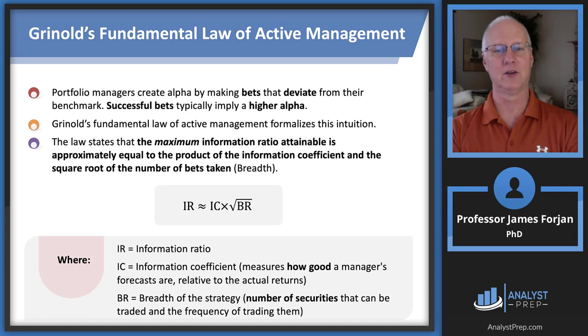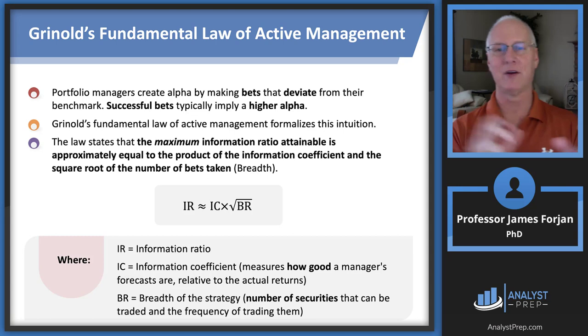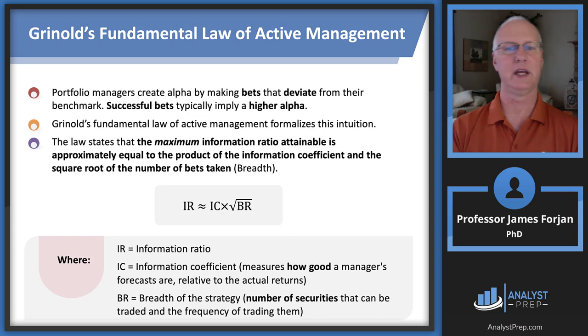All right, so what are we basing this on? Notice that first circle point. I'll read that to you. Portfolio managers create alpha by making bets that deviate from their benchmark. So we've got this benchmark. Let's say it's the S&P 500 index. So I'm going to make a bet that deviates from either the 500 stocks that are in there or the percentage invested in each one of those. So successful bets typically imply a higher alpha.